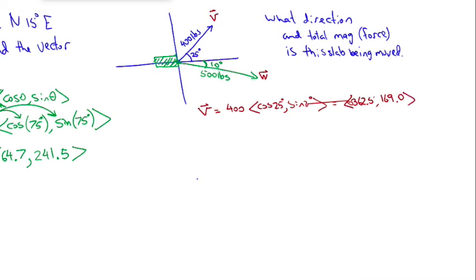All right, what about vector W then? You do the same thing, but instead of 400, it's 500, and instead of 25, it's negative 10. So cosine of negative 10 is 492.4, and then sine of negative 10.